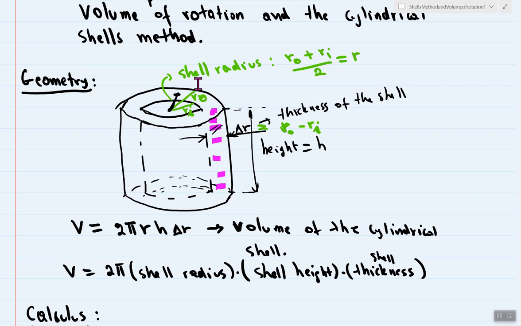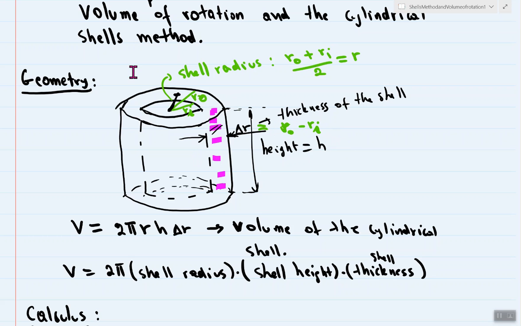Now the radius of the cylindrical shell is the average of the two radii. We call that radius of the cylindrical shell r. So to get it, you have to average the two radii. And delta r, the thickness of the cylindrical shell, you get by taking r sub o minus r sub i, so the outer radius minus the inner radius.